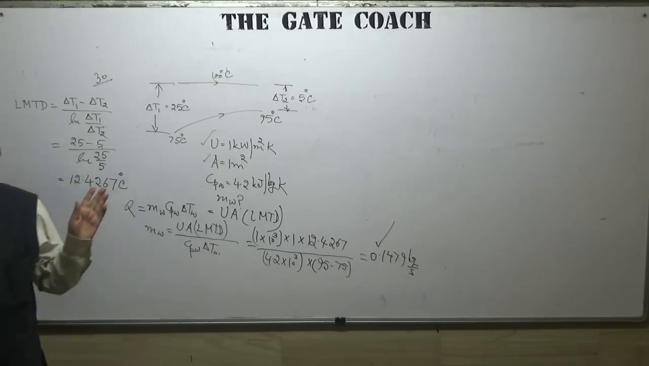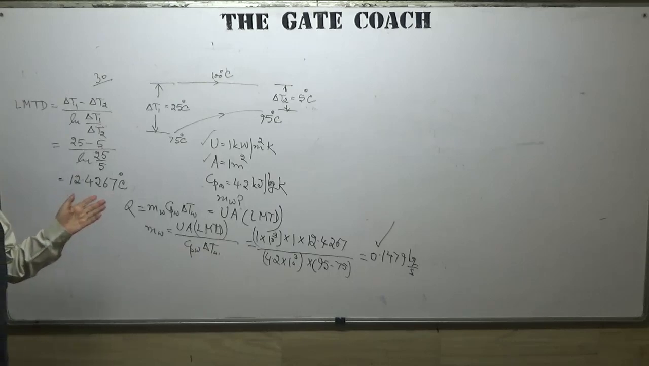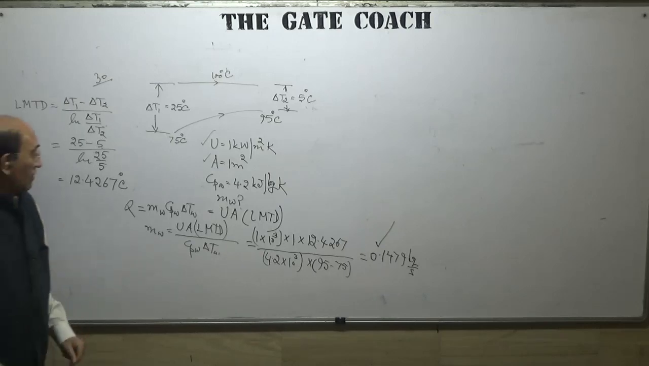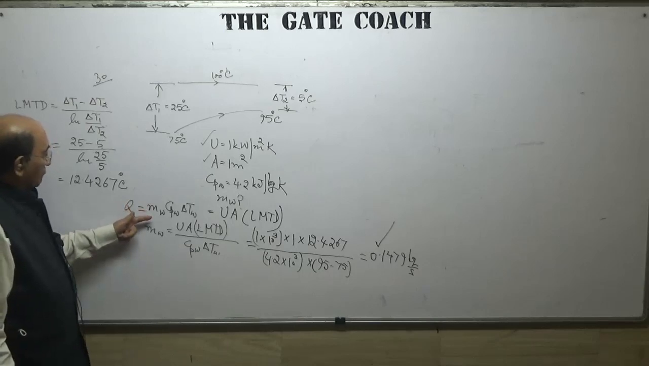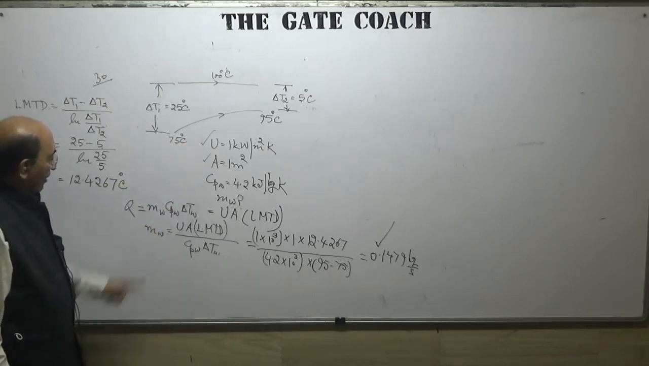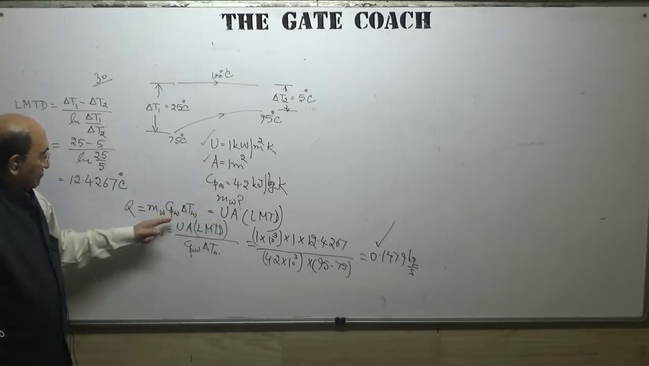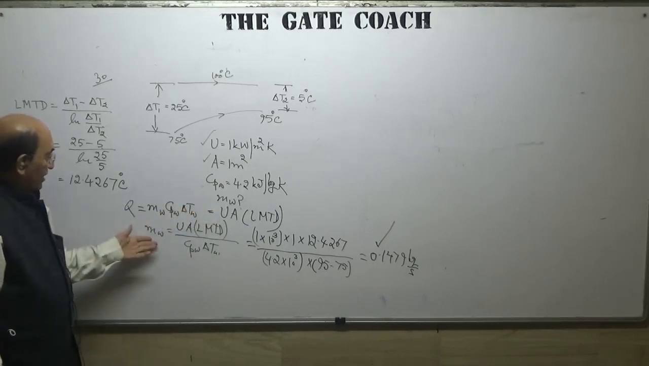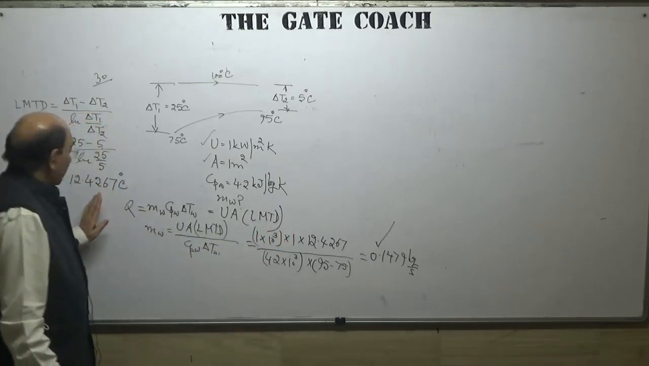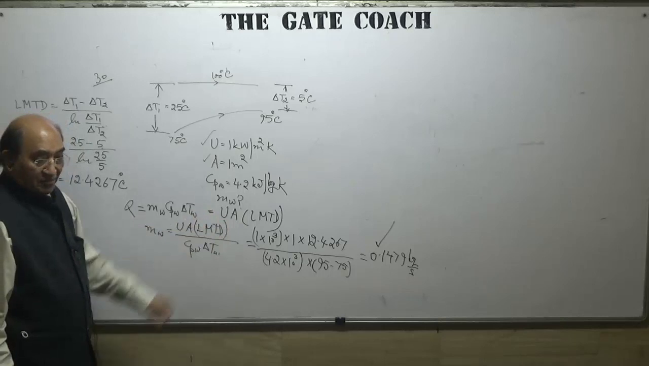I hope this is the simplest type of question asked from heat exchangers. In the exam, data is available to you. You have to write this equation, and for m_w, you have to substitute the values where LMTD has already been determined.